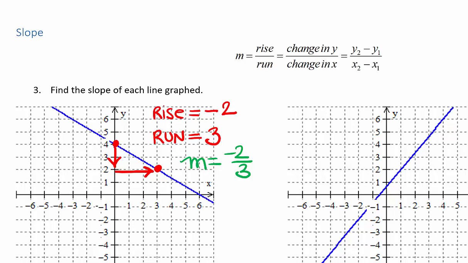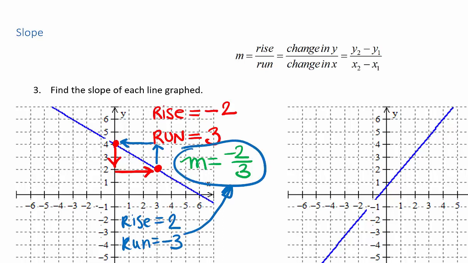Now, had I moved in the other order, I would still get the same answer. What I mean by that is, notice if I started with the point on the right, I would have to go up 2 units and then backwards 3 units. In that case, my rise would be positive 2, and my run, because I'm moving to the left, would be negative 3. When I divide my rise over run, I would actually get the exact same slope.